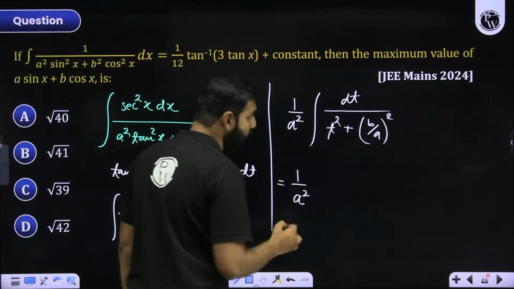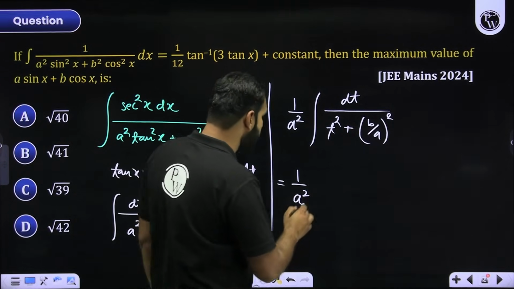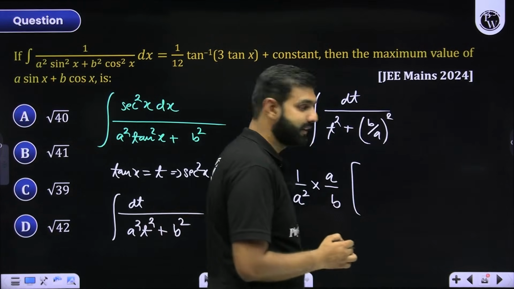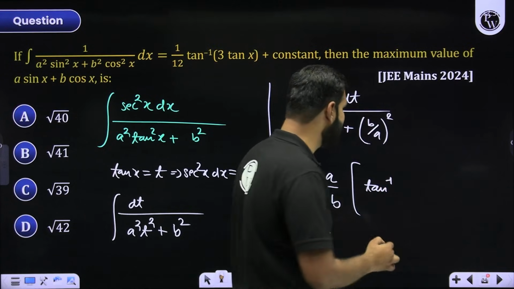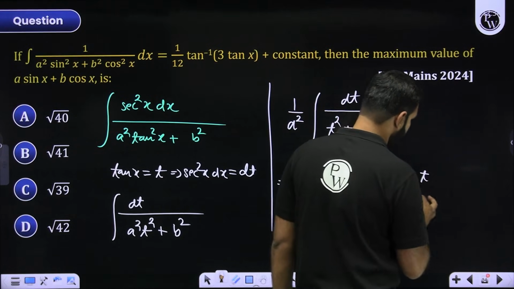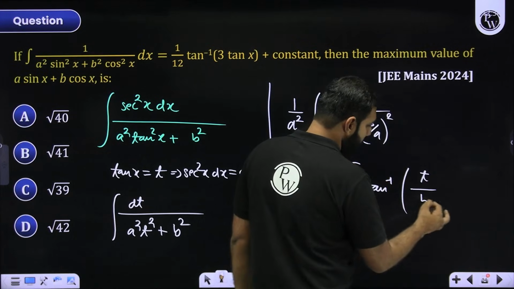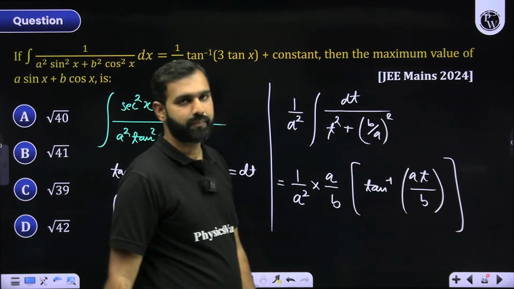So here I'll write 1 upon a square, which is already there. Then what do we write here? 1 upon a. 1 upon a is 1 upon b upon a, that is a. So 1 upon b upon a means a by b. Did you get that part? Times tan inverse x upon a. What is x? x is t in this case, upon a. What is a? a is actually b upon a, so it is b upon a, and a goes in the numerator. So it goes like this. I hope there is no confusion on that.